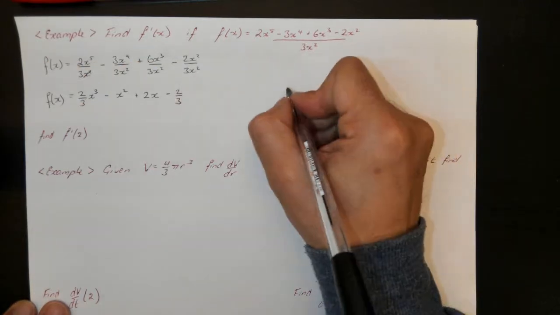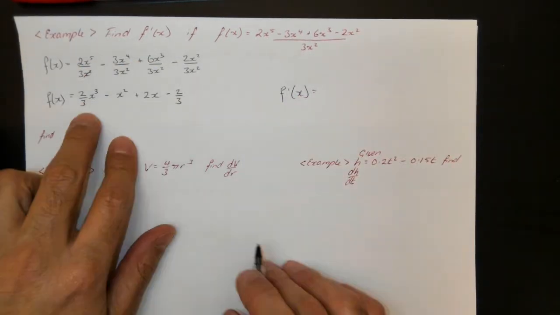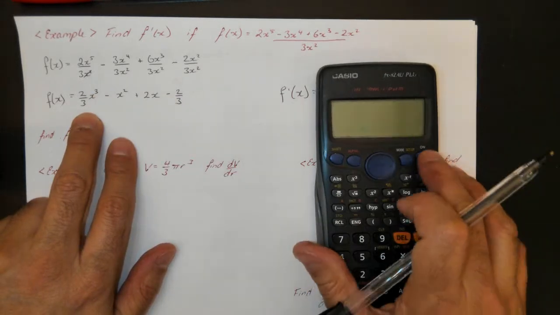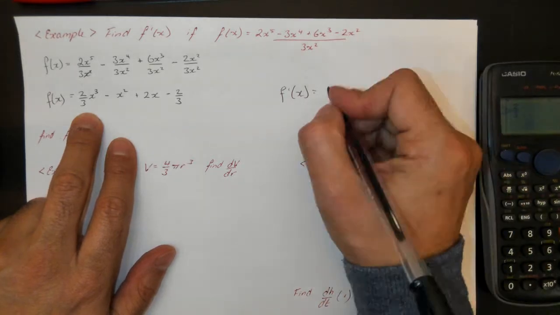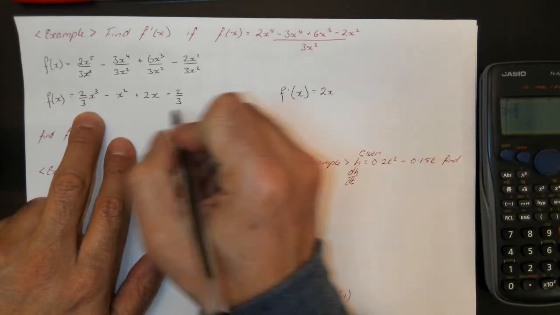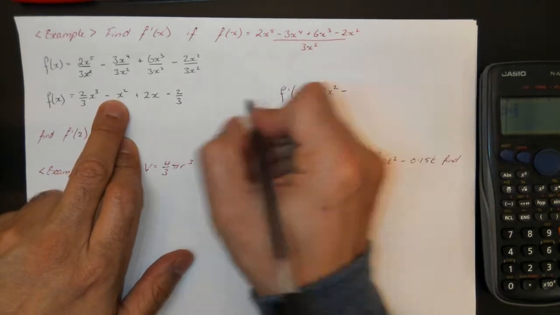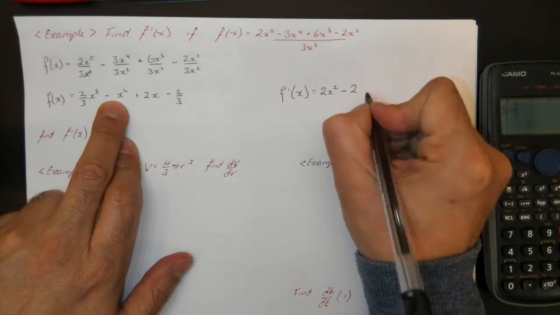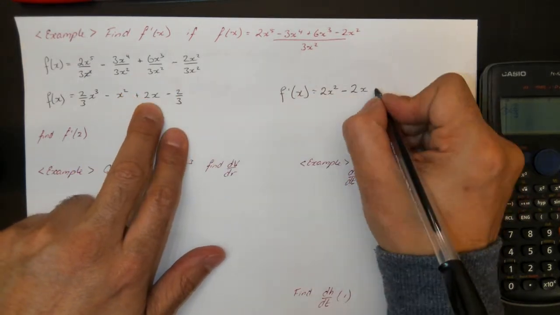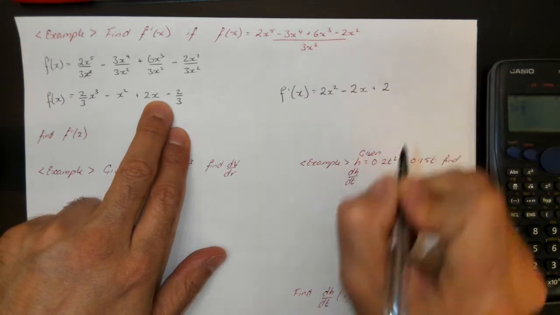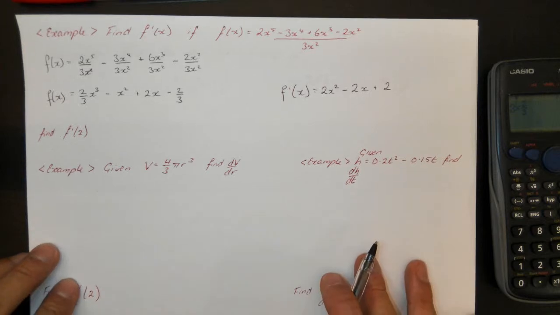So if we're going to differentiate that, f dash of x, so 3 lots of 2/3, we get 2, reduce the power down, will be 2. Bring the power down, 2, reduce the power, that's 1. And now it's just going to be 2. And the constant disappears.